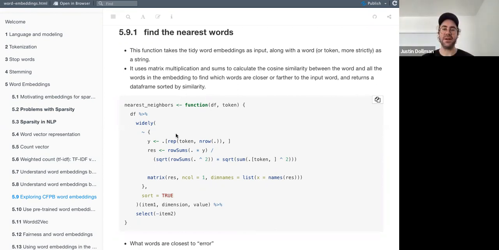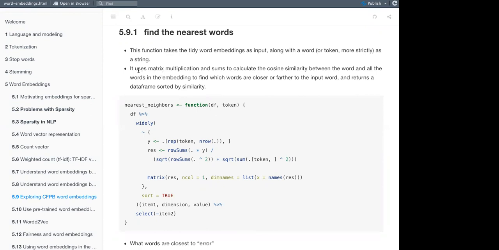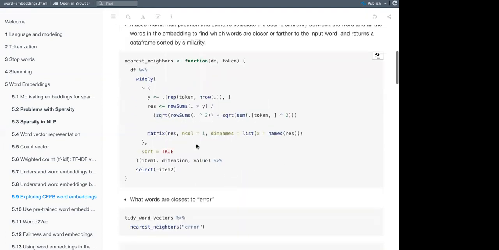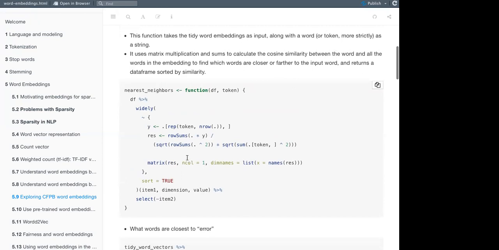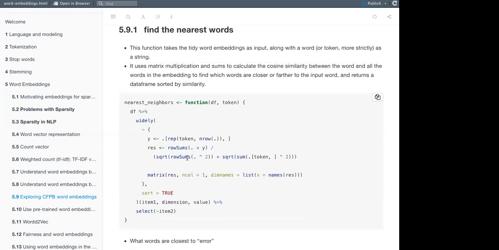And then divided by the magnitude of the two. Anyway, so that's the only thing that I see that's going on there. Otherwise, yeah. It's because why I was confused previously, he said it uses matrix multiplication and sum to calculate the cosine similarity between the words. He made mention of cosine similarity here, but I didn't see where they take the cosine.